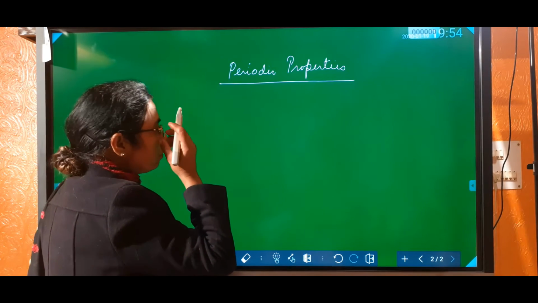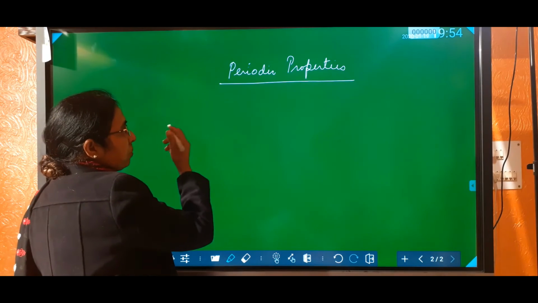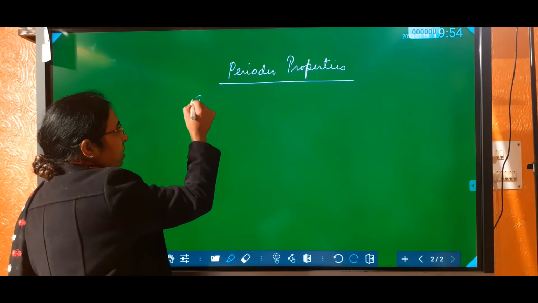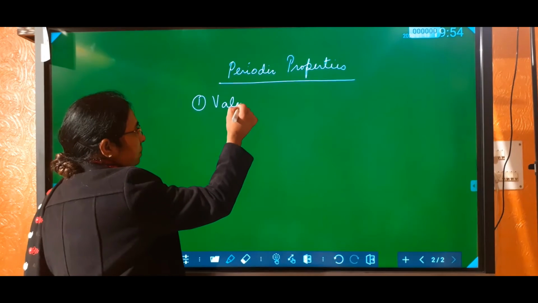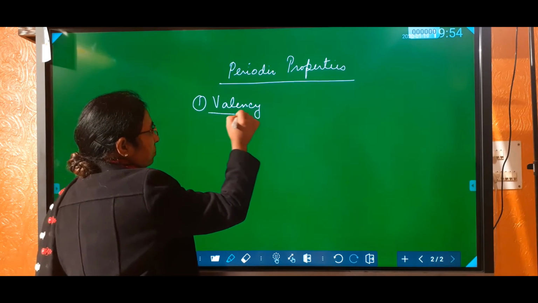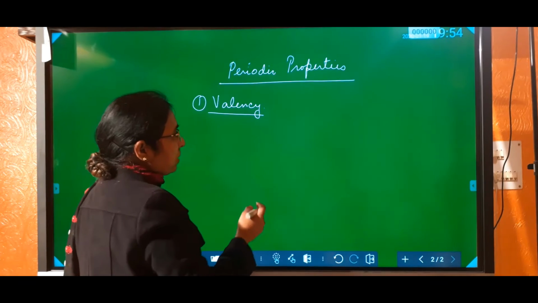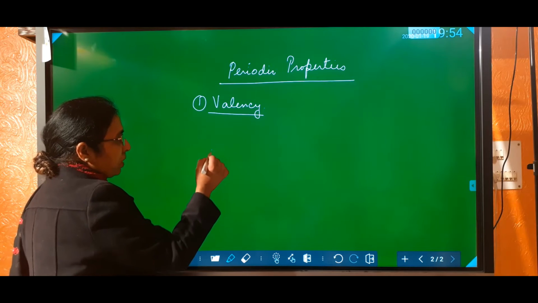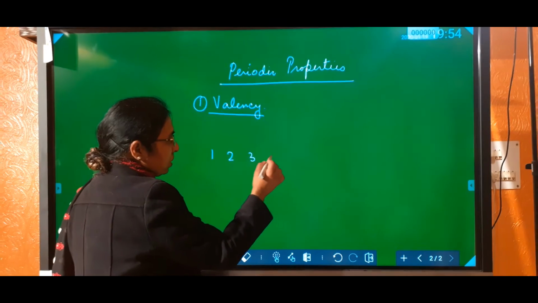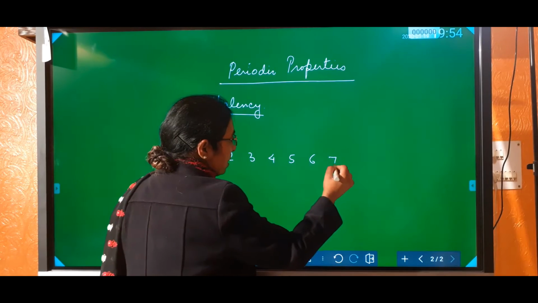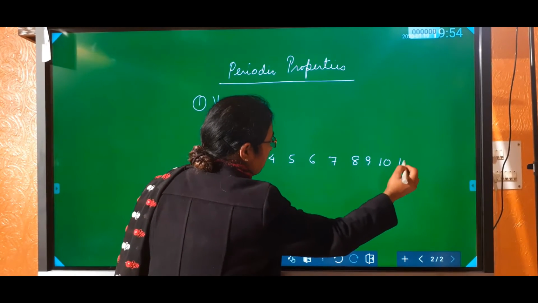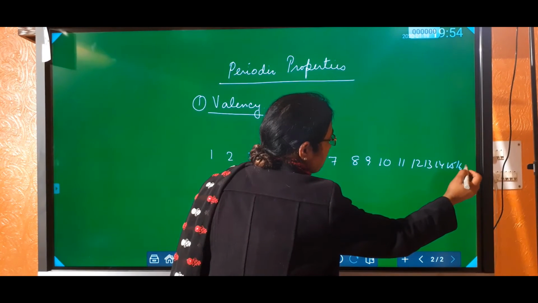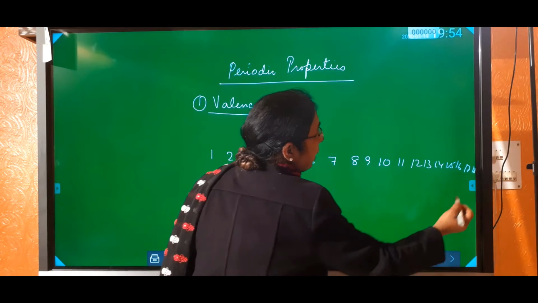Periodic properties. Now, how are they periodic? The first property is valency. If you look at the modern periodic table, it has groups 1, 2, 3, 4, 5, 6, 7, 8, 9, 10, 11, 12, 13, 14, 15, 16, 17 and 18.